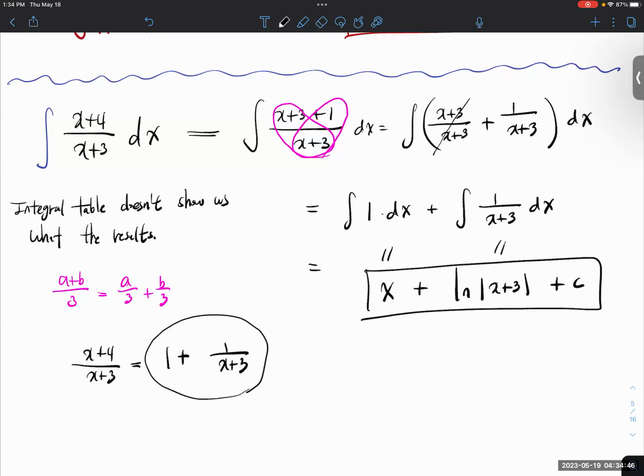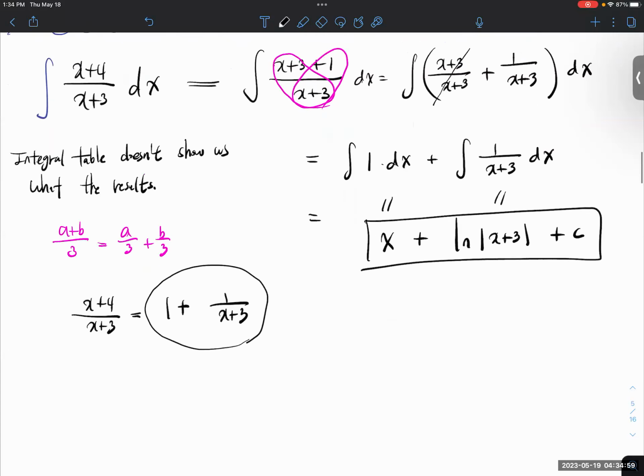Are we okay with that? So we're going to keep practicing like that because we have a variety of forms of partial fractions. So let's think about it slowly. Okay, so let me go down. Here we go.